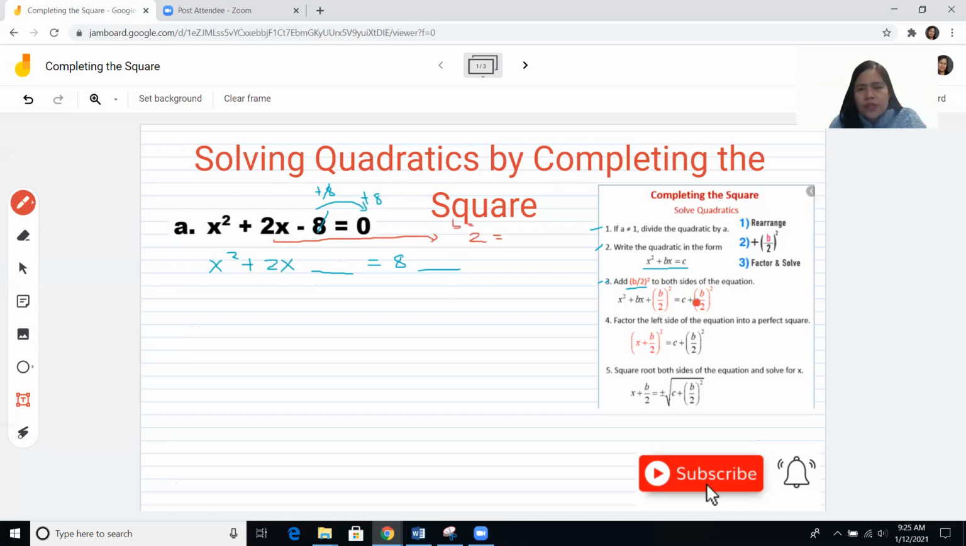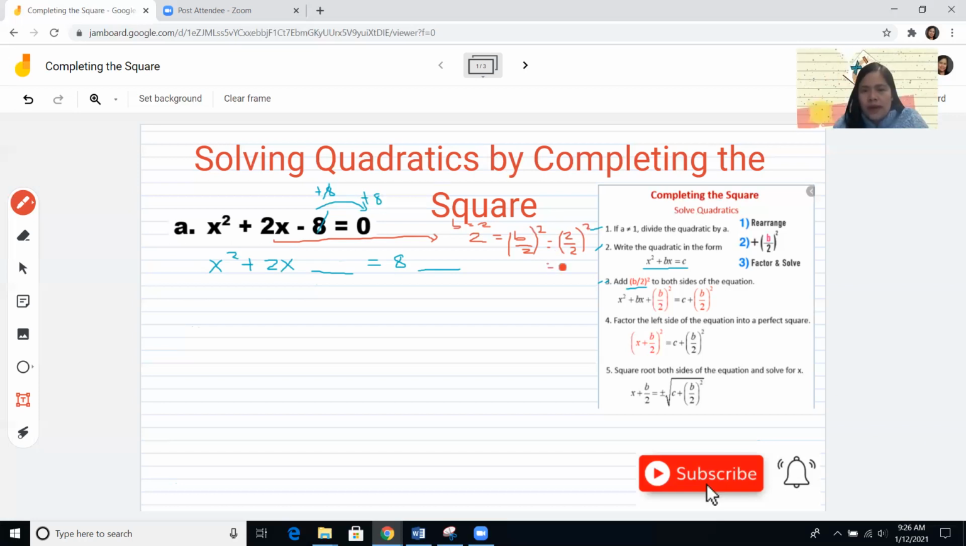Therefore, we will use this formula. Okay, so we have b over 2, then square. We'll replace the b by 2 because b is equal to 2. So we'll substitute b into 2 over 2 squared. So in the rules of math, PEMDAS will work first on parentheses before we apply the exponent.